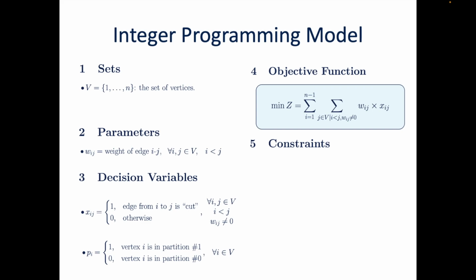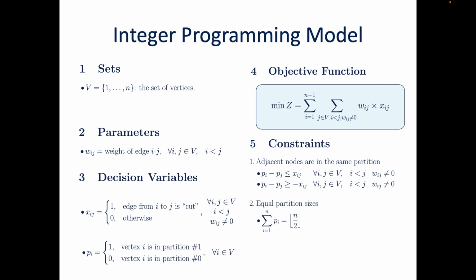Now, we need to define the constraints of the problem. First of all, for each edge from vertex i to j that is not cut, the partitions of the vertices i and j must be the same. Moreover, the partition sizes must be equal. And last but not least, the decision variables need to be binary, meaning that they can only be 0 or 1.